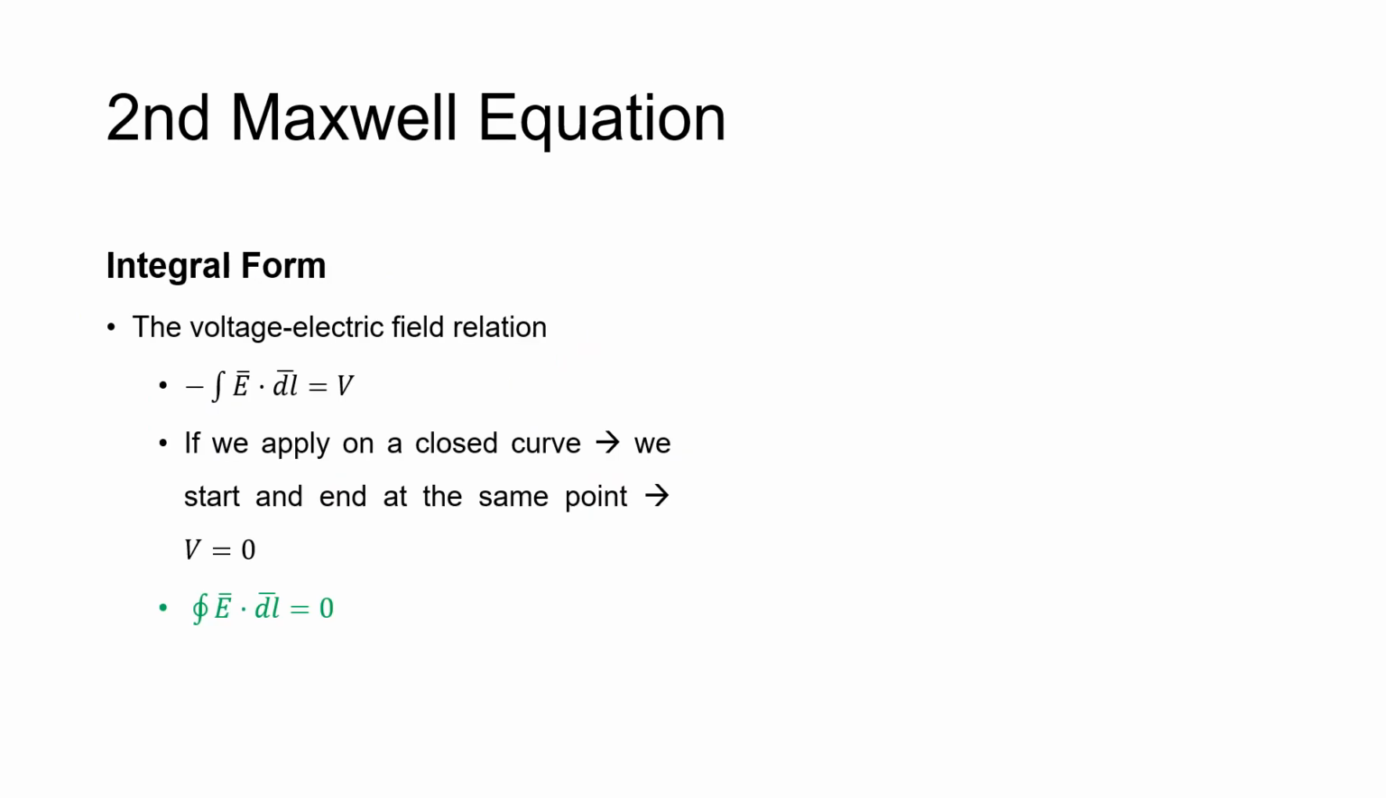Here we derive together the second Maxwell equation in the case of electrostatics, because this equation is not the same for electrodynamics. Let's focus here on electrostatics, and we start with the equation V equals the integration of E dot dl, and we don't forget the minus sign. This is the correct equation. If we say this is for point A, then the integration is from A to B.